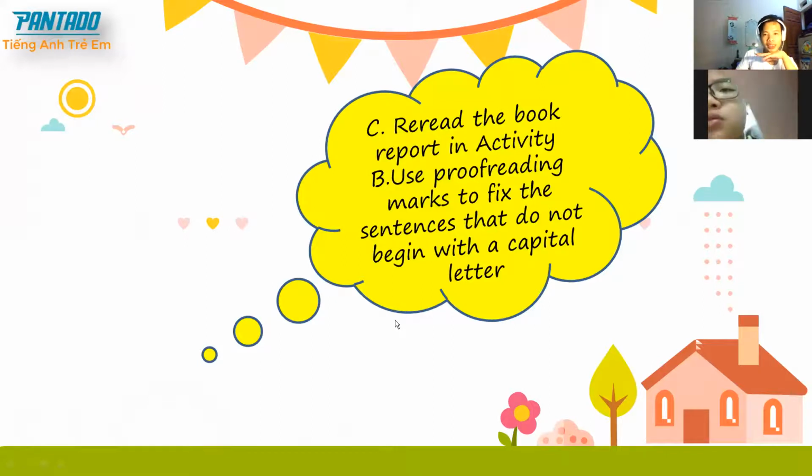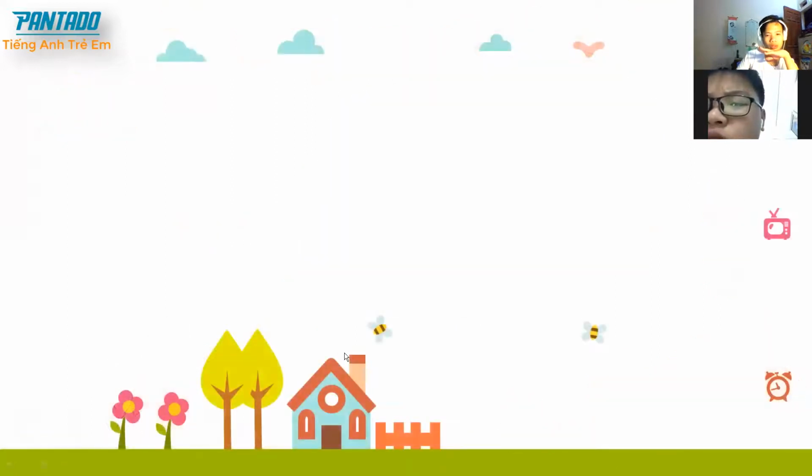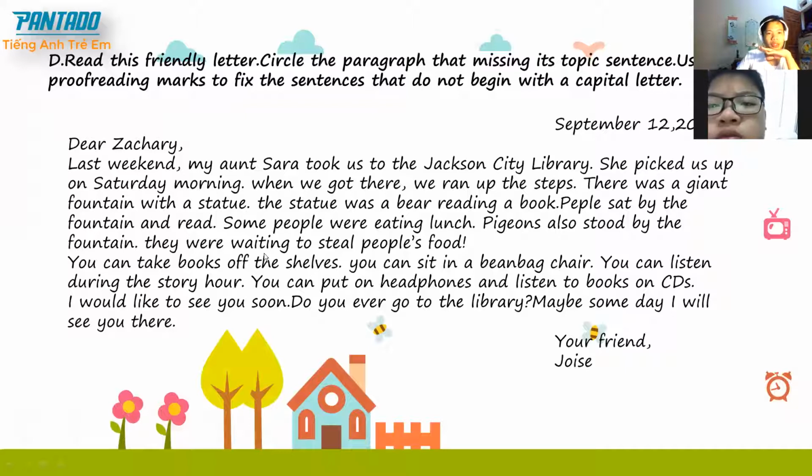So reread the book report in activity B. Use proofreading marks to fix the sentences that do not begin with a capital letter. So now read this friendly letter, circle the paragraph that is missing its topic sentence. Use proofreading marks to fix the sentences that do not begin with a capital letter. Okay. Now let's do it. Yes, I'm doing that.